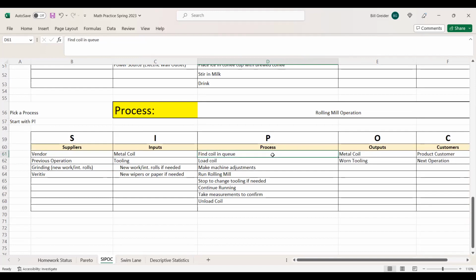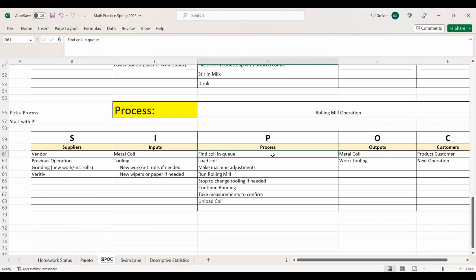Yeah, no problem. So I kept it pretty basic for this. Just went through the overarching major things. First thing the operator is going to do is go out and find their coil in their queue, whether it's in their immediate area or if they have to go out and find it. Load the coil into the machine, make machine adjustments, adjust the tooling, start running the mill, stop to change tooling between passes if needed, then get going again, continue running. Once they're done with the coil, they'll take measurements to confirm it and then unload the coil.